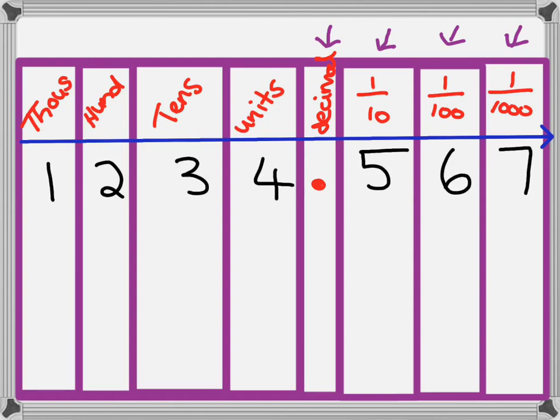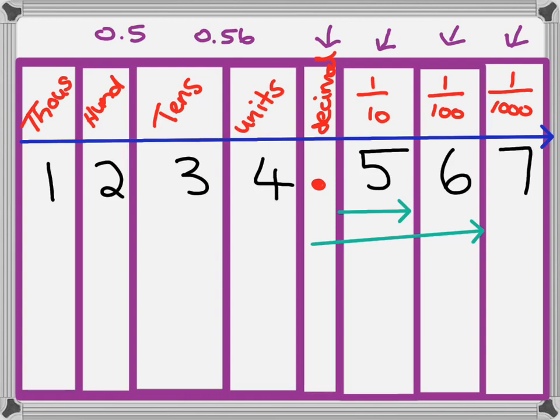So what I want you to know for now is that if we were to represent this over here, it would be 0 units, decimal, and 5 tenths. Do you see that? If we were to represent this over here, it would be 0 units, decimal, and 5 tenths and 6 hundredths. Hundredths being the name of the column there.